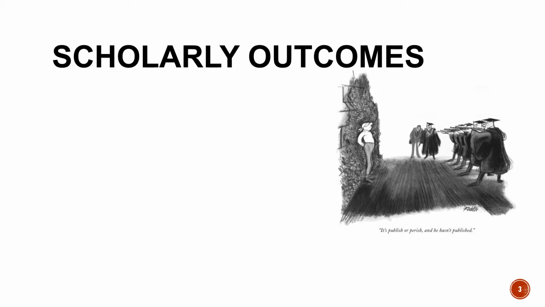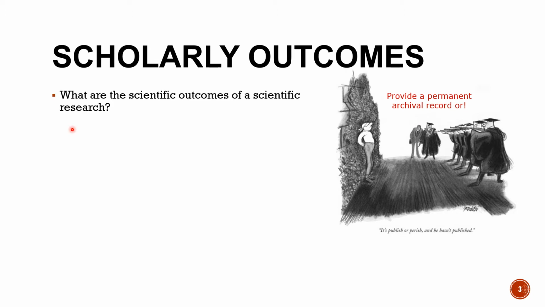Scholarly outcomes. What are scholarly outcomes? The person shown here was doing research, but he never published. So it says here, publish or perish. If you don't publish your work, if you have no evidence, the people in the research society will tell you to provide a permanent archival record. So we can define scholarly outcomes as permanent archival records, where people can go back and check out your research.